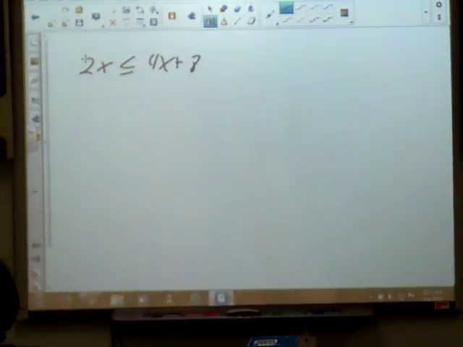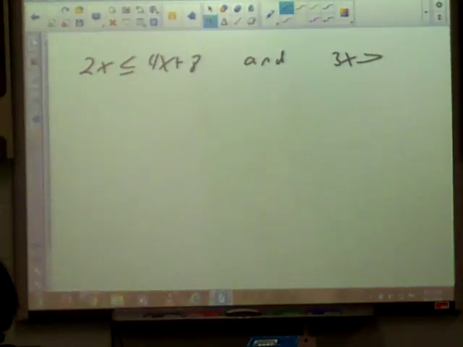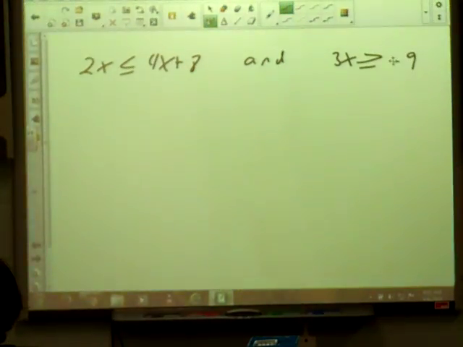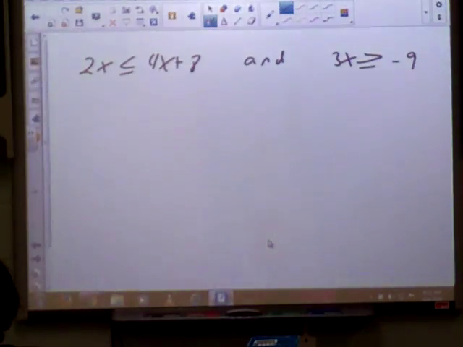2x is less than or equal to 4x plus 8, and 3x is greater than or equal to negative 9. Okay, directions are the same. Solve the compound inequality and graph the solution set.